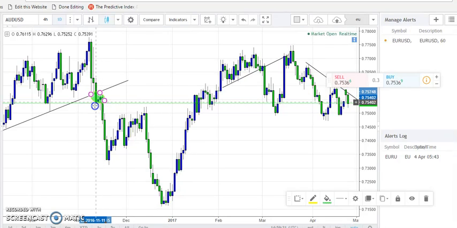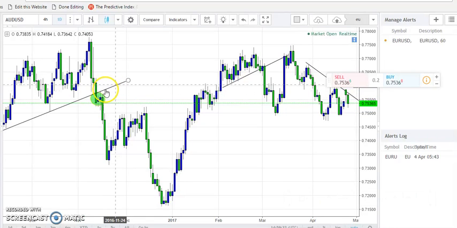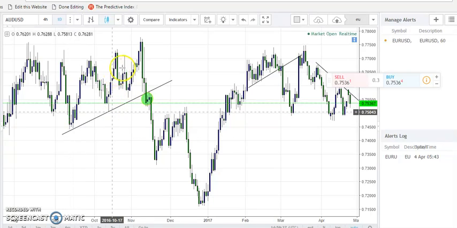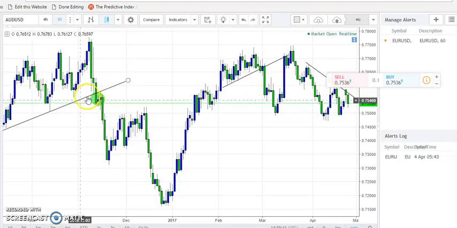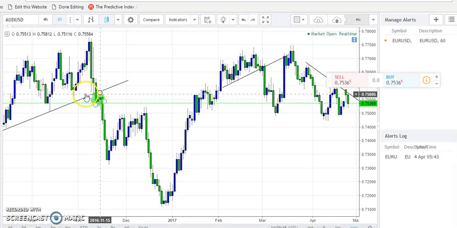So when you see that it's respected this trend line back here, it's bounced off this trend line. Bounced. So it's respected. It broke through. Once it breaks through, this now becomes resistance. It's no longer support. Over here, it acted as support. Now it's acting as resistance.